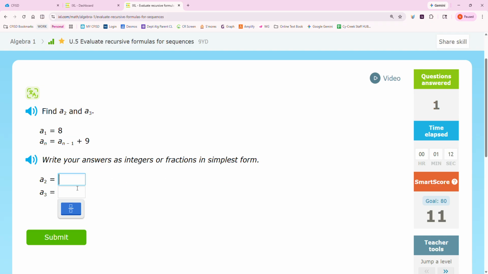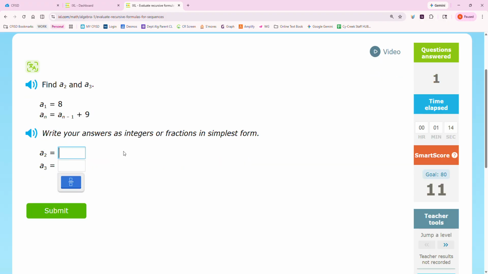Same with this sequence as well. I'm just going to do 8 plus 9, which gives me 17. And then 17 plus 9, which gives me 26.